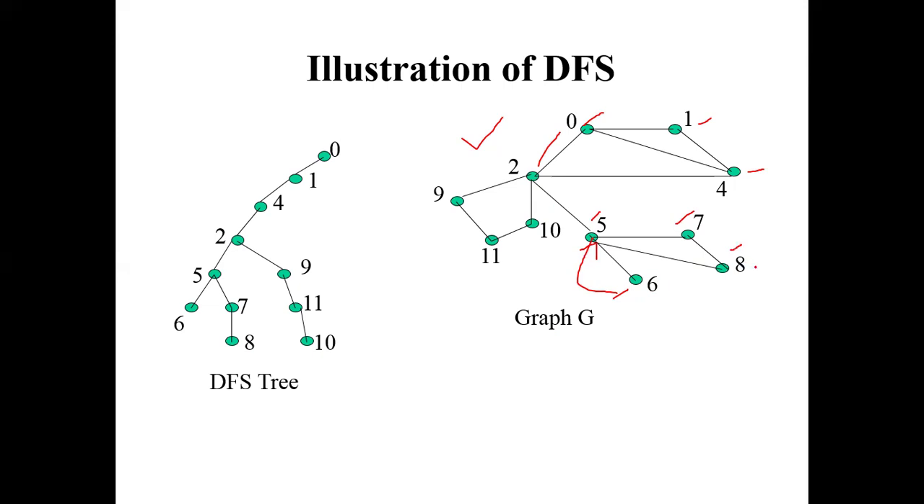From 8, we can say it is a dead end. We have visited all the nodes and there are no further neighboring nodes. So from 8, I will backtrack to its parent, 5. From 5, I visited all the nodes, so I will backtrack to the parent of 5, which is 2. From 2, I have other paths 9, 10, and 11. So I'm going to reach these. In this way, I will visit all the nodes in the graph.